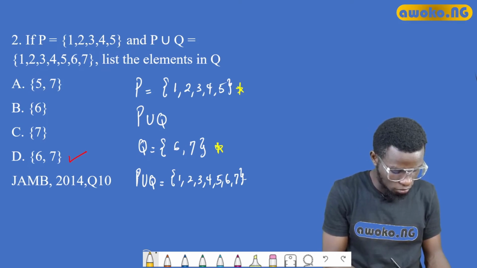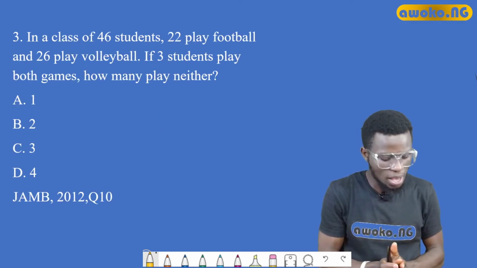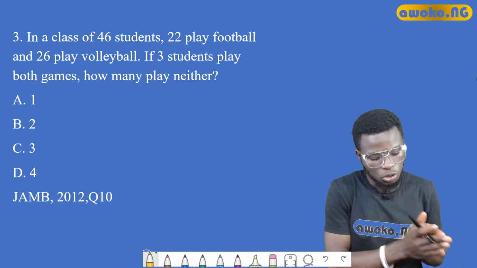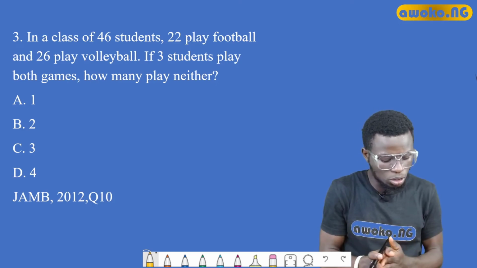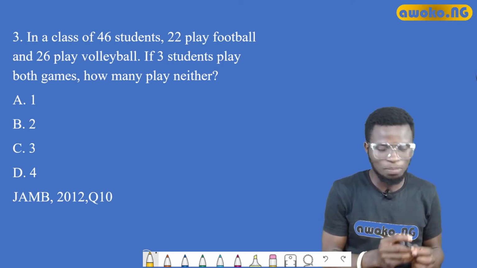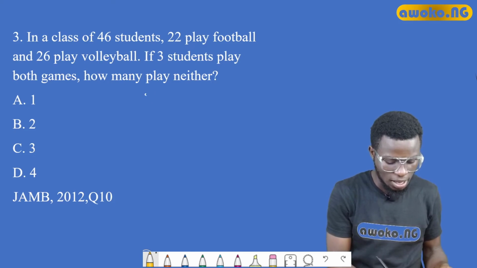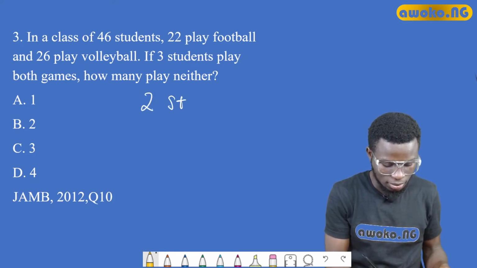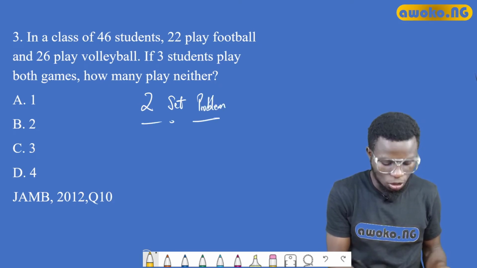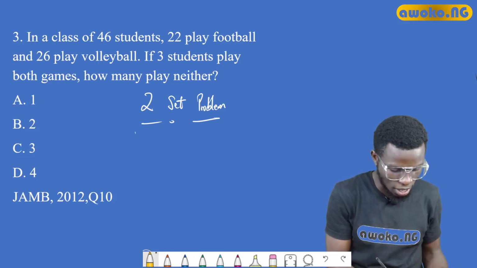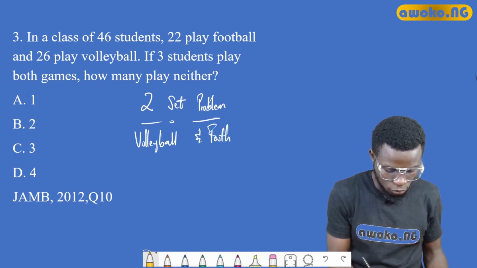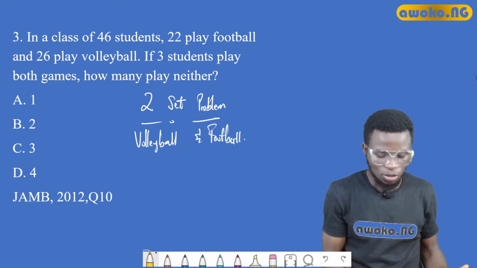Before we run out of time, let us consider this. In a class of 46 students, 22 play football, 26 play volleyball. If 3 students play both games, how many students play neither of the games? This particular problem is a two-set problem, because the subsets are just 2. We have volleyball and football. So how do we go about this?